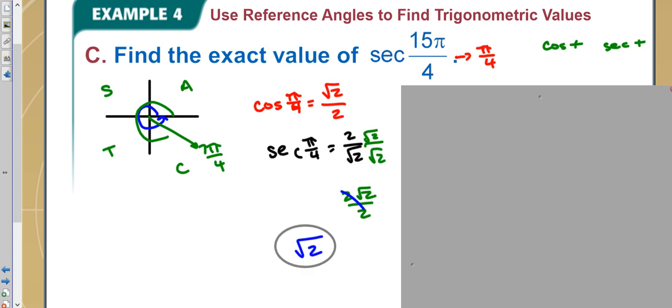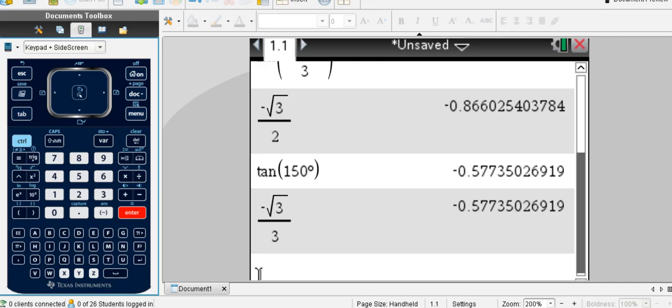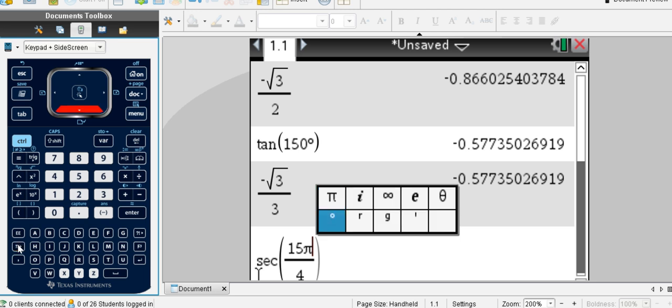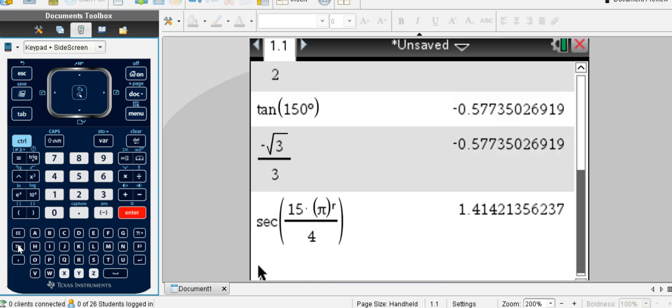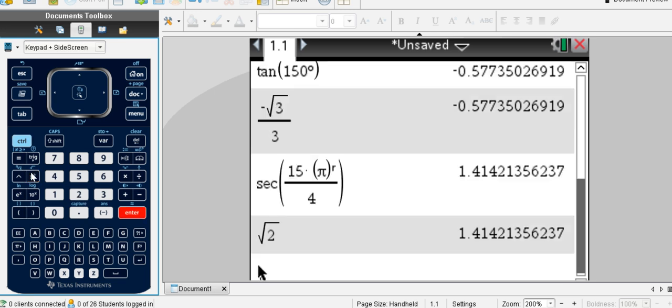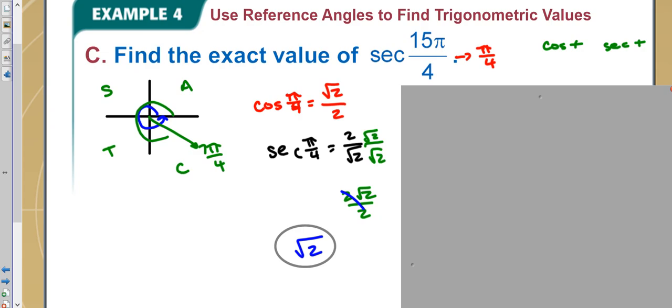Let's check it. Secant, 15 pi over 4. So come over here and type in SEC for secant. And I'll give him a fraction. 15. And then pi over 4. Now that pi is in radians, so I need to tell the calculator radians here. Press enter. I get that value. Now what do we think the answer is? We thought it was square root of 2. And it's a match, so we did it correctly.